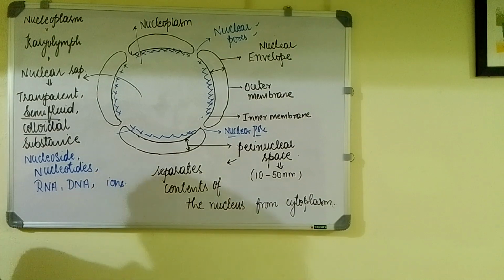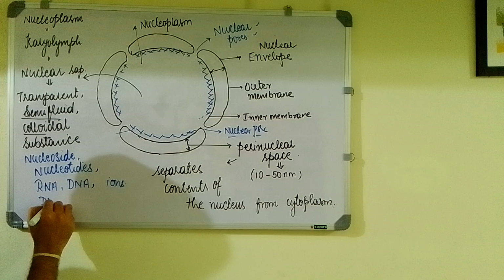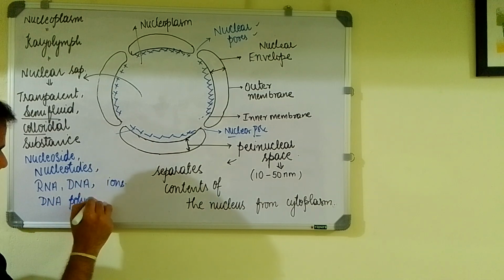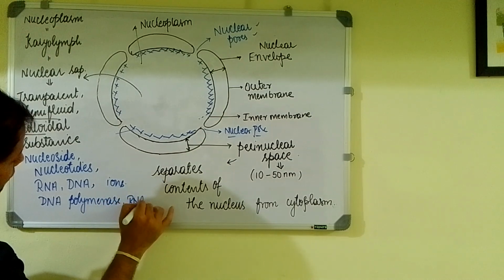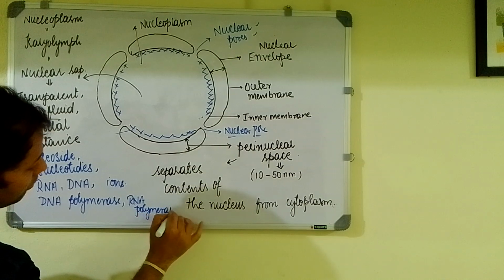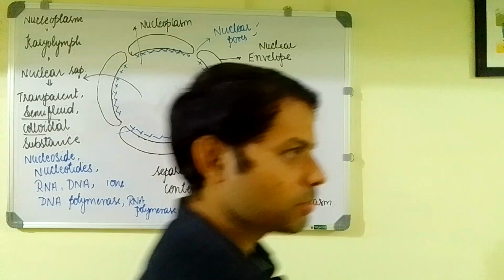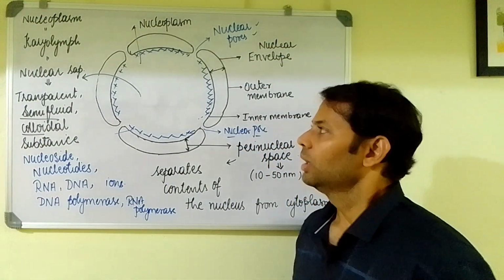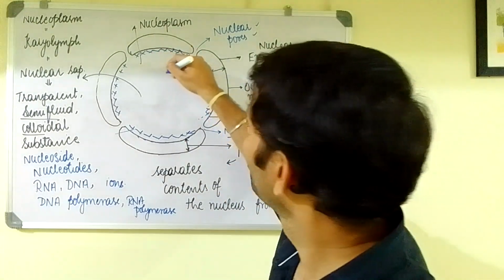Along with this, you also have some ions, which could act as cofactors. Along with that, you have enzymes that are involved in replication, like DNA polymerase, and RNA polymerase, which is involved in transcription. All these components are present within the nucleoplasm. Okay. Now, let us start with the first one, that is the nucleolus.